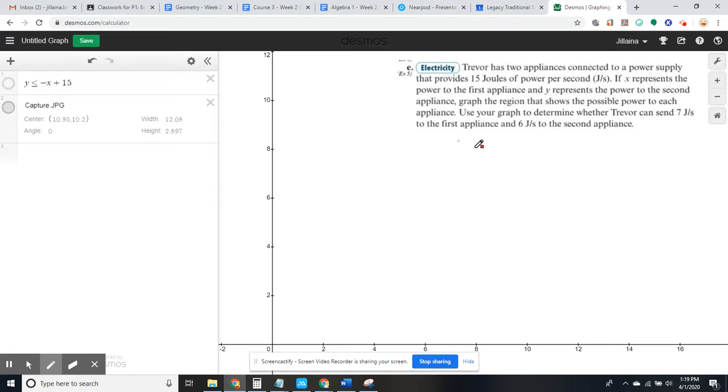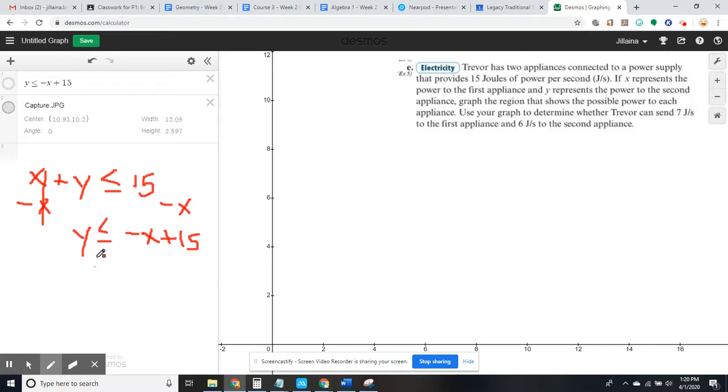So let's create an inequality, so that x plus y, the joules per second going to each appliance, has to be less than or equal to 15, because that's the maximum the power supply can provide, right? And let's get that in slope-intercept form so we can graph. All right, so y needs to be less than or equal to negative x plus 15.